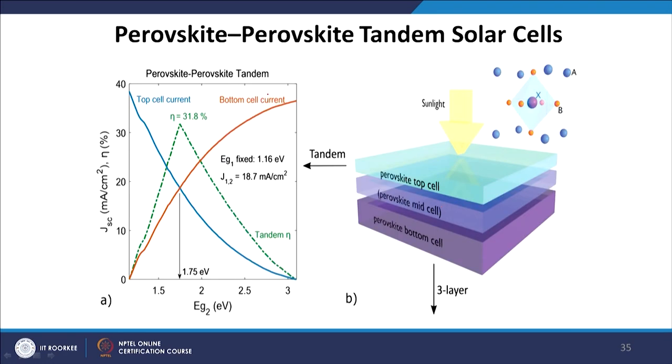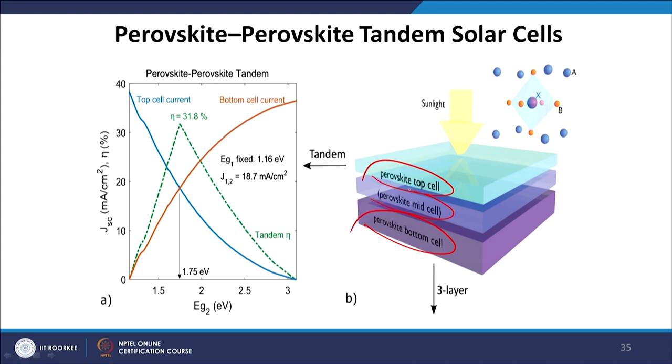So here, if we take a perovskite tandem, you see how the current changes with the band gap. If we go from 1.5 eV to a larger band gap, the efficiency with the top cell and bottom cell is decreasing, right? So it depends on a suitable combination. For example, here the perovskite top cell and perovskite bottom cell. So far that was used as a tandem solar cell.